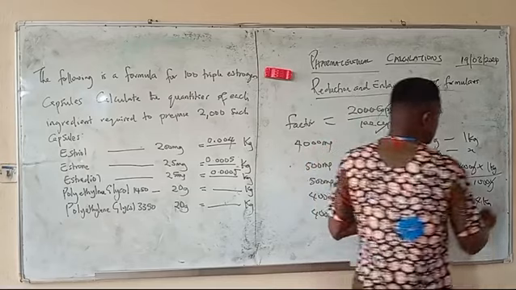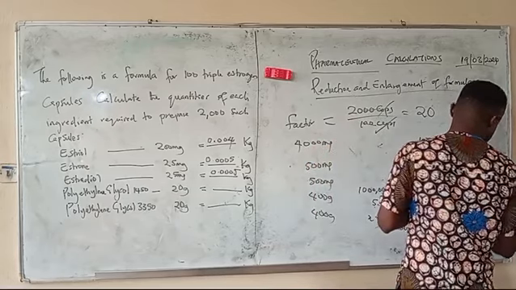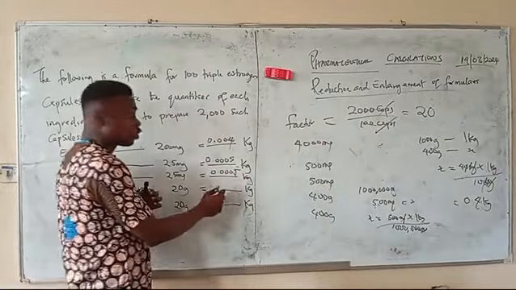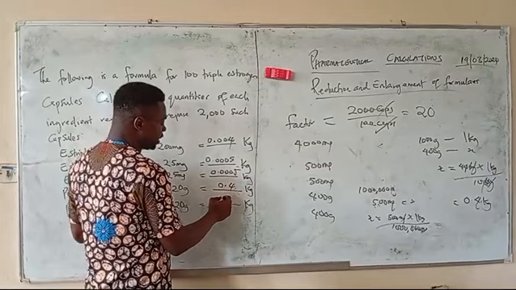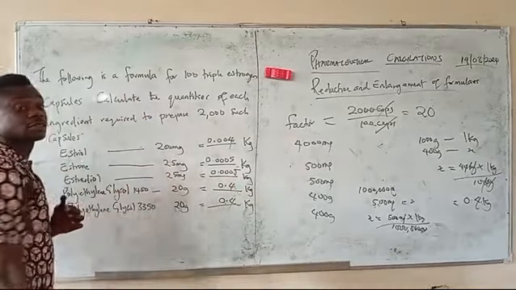No, sorry. This will cancel 1. Oh, yes, I'm correct. 0.4 kilogram. So that means you put 0.4 here, and here is also 0.4. So we have solved the question.